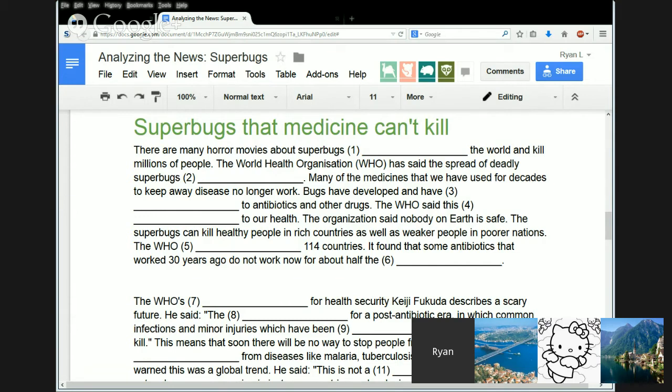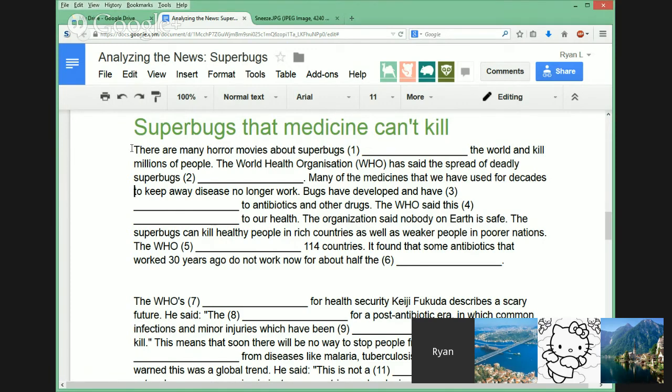Okay, so let's pause there for a moment and see how we did. Let's begin with Heidi. Could you start by reading the first two sentences, and then fill in the blanks?